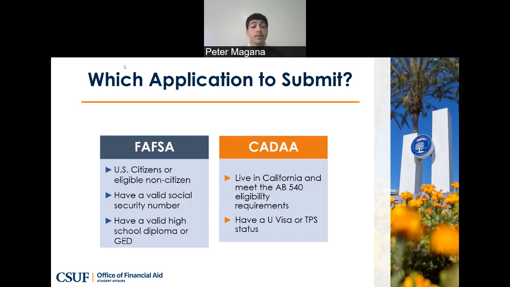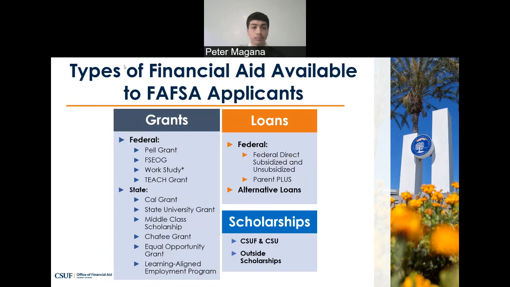So which application to submit? There are two. The first one being the FAFSA application. The FAFSA is open for any U.S. citizen or eligible non-citizens who have a valid social security number and have a valid high school diploma or GED. And then we have the CADAA, which are students who are living in California and meet the AB 540 requirements, have a U visa or a TPS status. So depending on those requirements, you would decide if you qualify for the FAFSA or the CADAA based on these requirements listed here.